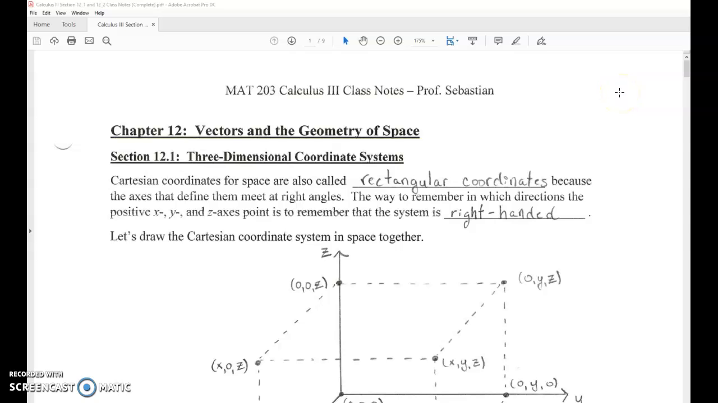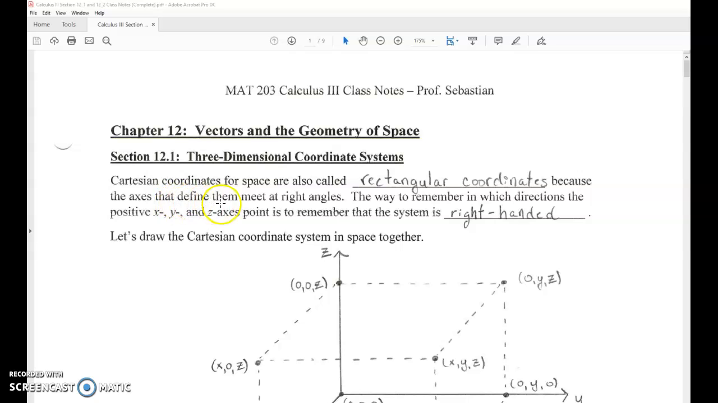Okay, so let's start with our section 12.1 notes. This is about three-dimensional coordinate systems. Cartesian coordinates for space are also called rectangular coordinates. Now when I say space, I mean 3D space. It's often just called space.